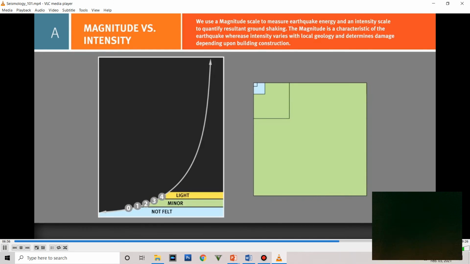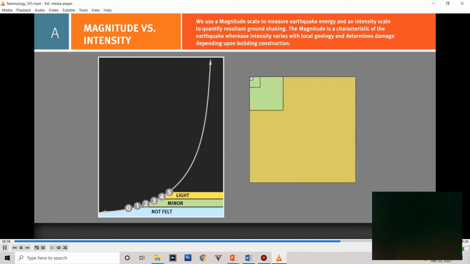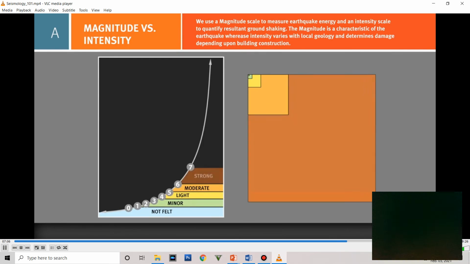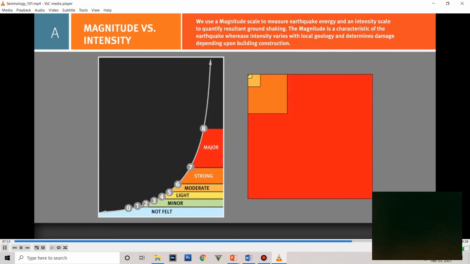Each whole number step in earthquake magnitude represents an increase in amplitude of ground motion by a factor of 10. In a magnitude 6 earthquake, for instance, the ground shakes 10 times as much as in a magnitude 5. And in a magnitude 8, the ground shakes 1,000 times stronger than in a magnitude 5.